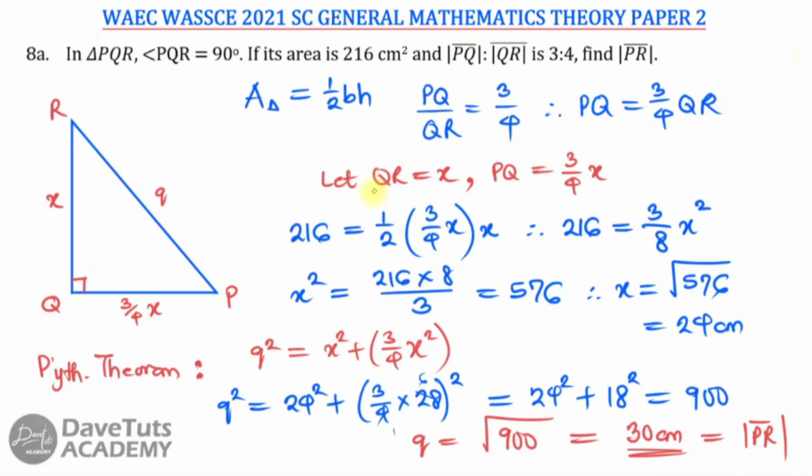So we didn't need to fret. We just need to interpret our question correctly, represent it in a diagram to help us visualize it, and then put in all the parameters that we have, so that at the end of the day we can find the line PR, which is the hypotenuse, to be 30 centimeters by making use of the Pythagoras theorem. All right.